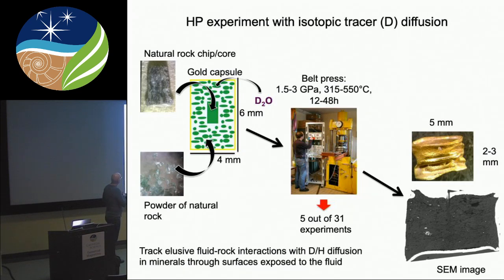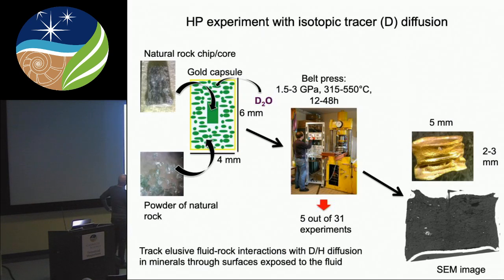And another action of this powder is that when we go to high pressure and high temperature, the fine grain powder will rapidly equilibrate with the fluid. So we end up with a fluid that is deuterated water in equilibrium with a powder that is of the same nature as the rock. So we get a fluid that is in equilibrium with the rock there.